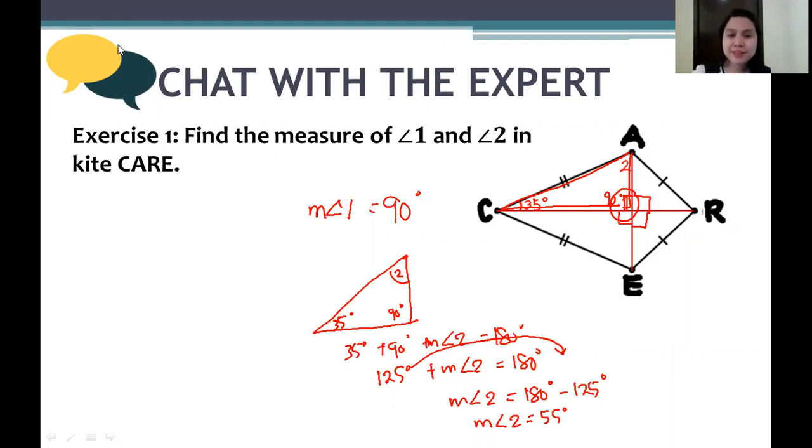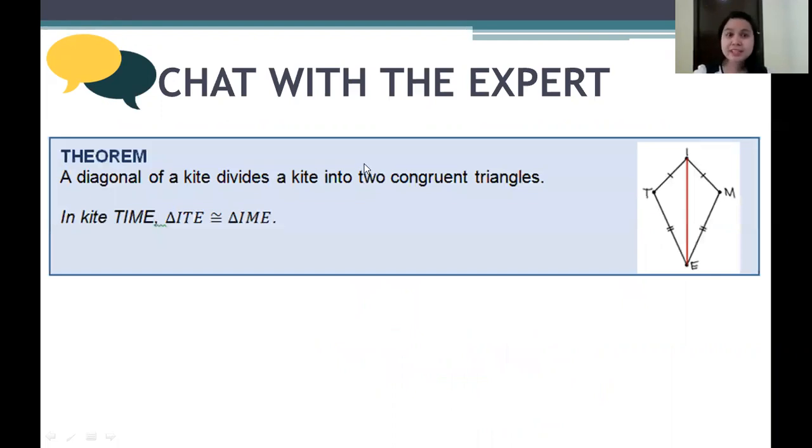The next theorem states that a diagonal of a kite divides a kite into two congruent triangles. So if you have seen here, this is one diagonal. How do we name the congruent triangles? You start from one end, then go to the first congruent side, then to the second congruent side. So for example, this is triangle ITE. It's congruent to the triangle on the other side, IME.